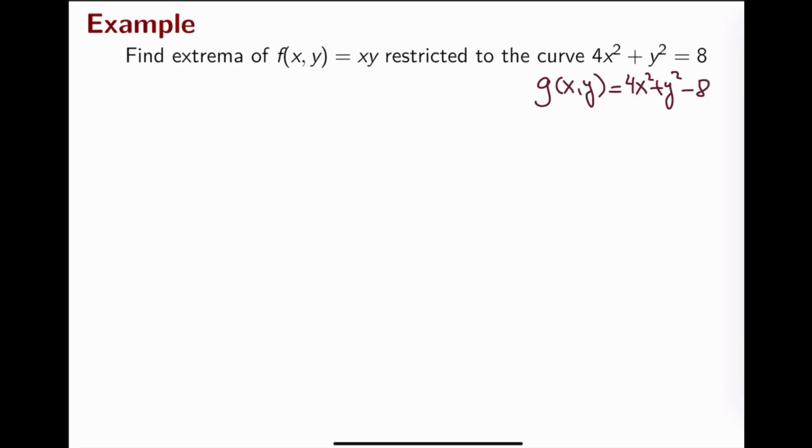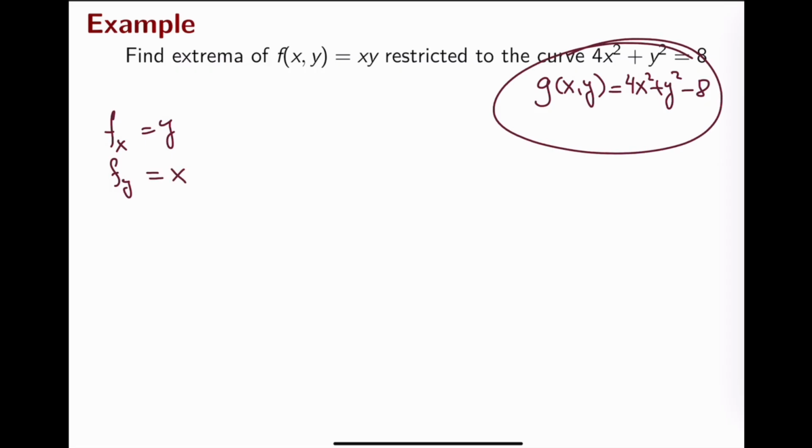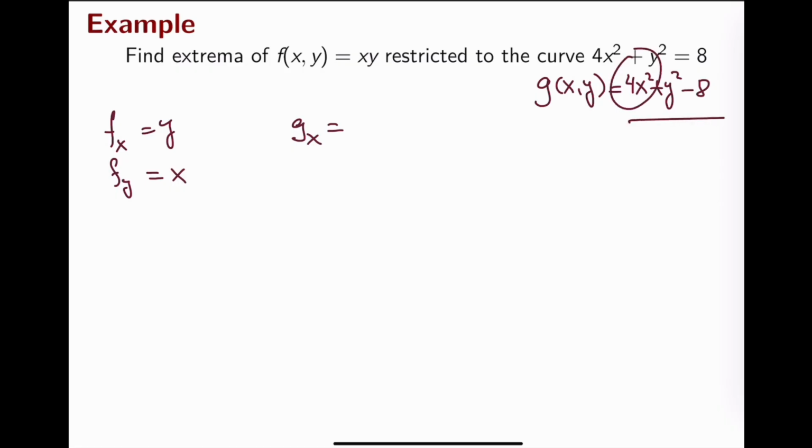So we need to calculate the partial derivatives of f and the partial derivatives of g. The function f is xy, so the partial derivative of f with respect to x is just y, and the derivative with respect to y is just x. We do the same with the function g. The derivative of g with respect to x is 8x, and the derivative with respect to y is just 2y.